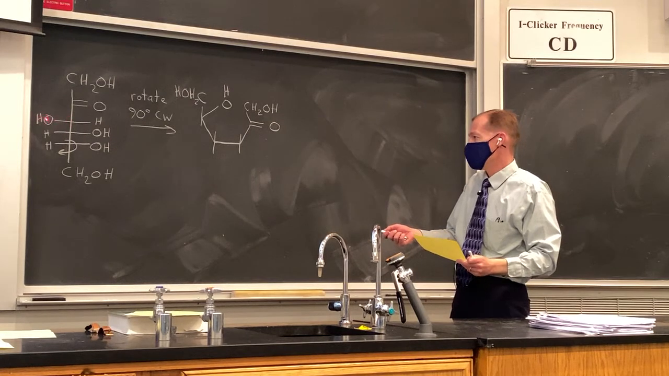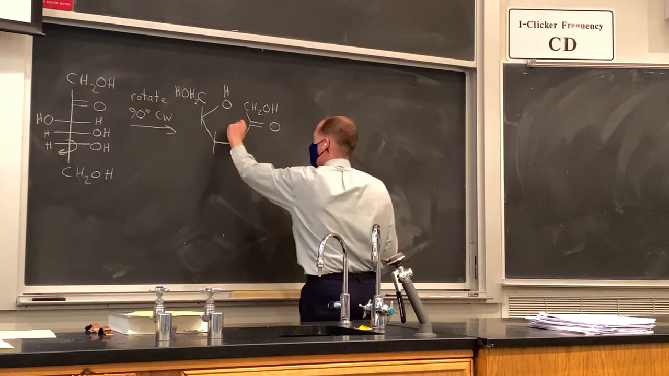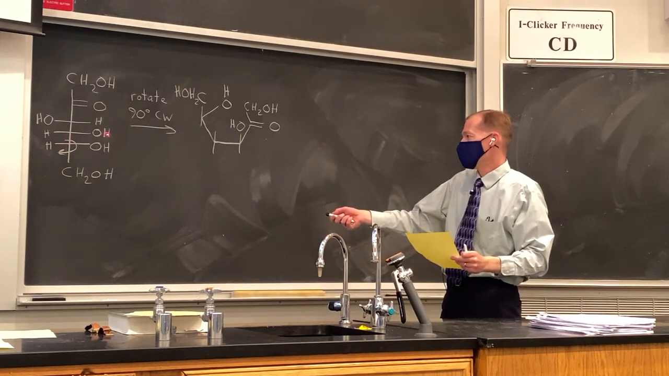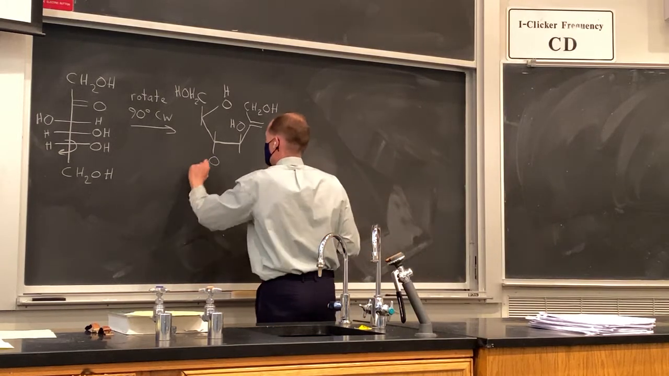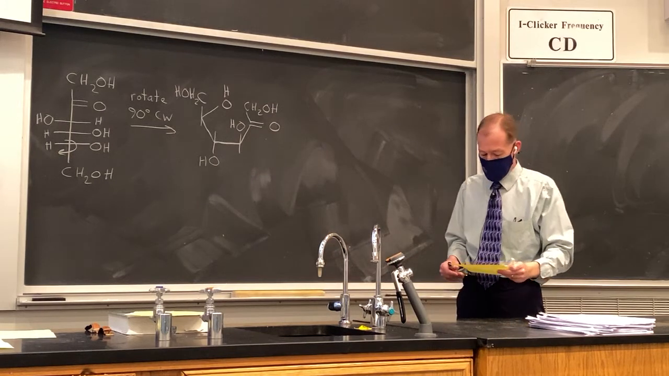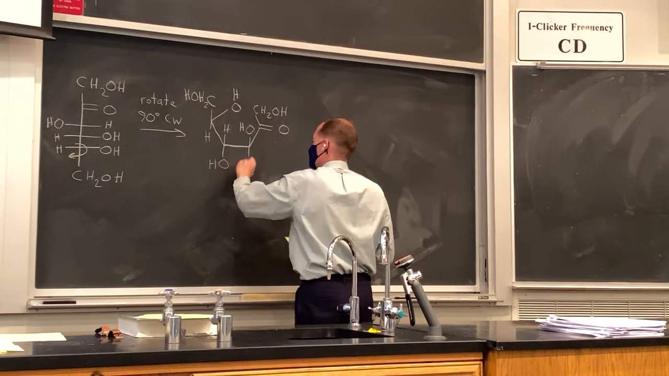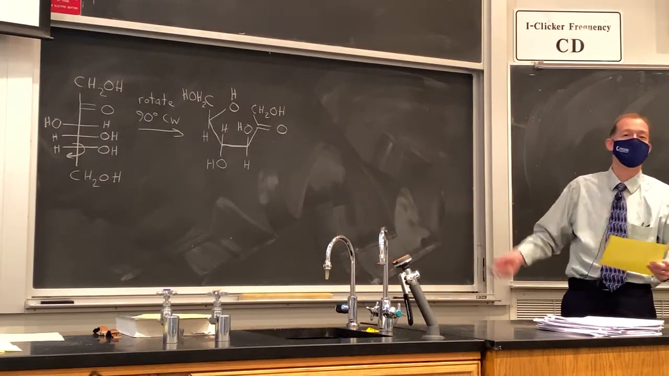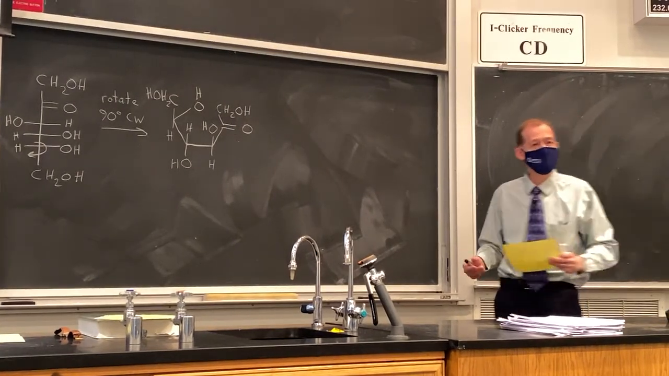And then at C3, this alcohol is on the left, so that's going to end up up. And then at C4, that alcohol is on the right, that's going to end up down when we rotate 90 degrees. And now we're going to fill in our hydrogens. Any questions on how we went from here to here? Okay, so now we're going to cyclize.